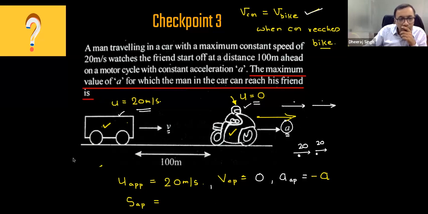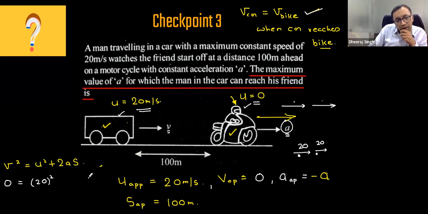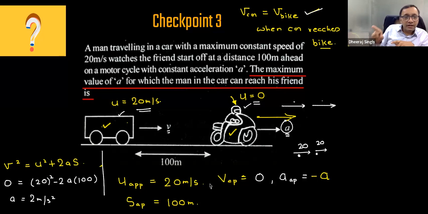Hundred meters. Okay. Fine. Now, you have to simply use V square equal to U square plus 2AS over here. Final velocity of approach is 0. Initial velocity of approach is 20, minus 2A into 100. So you get acceleration as 2 meter per second square. Make sense? Why is acceleration negative? Because acceleration is in this direction. Acceleration is trying to separate. You're trying to find what is approach acceleration. Separation acceleration is positive. But approach is negative.